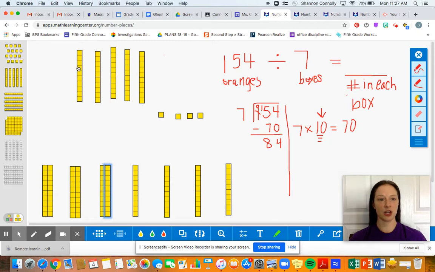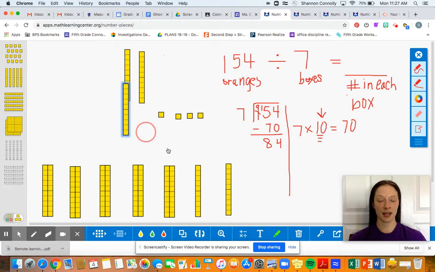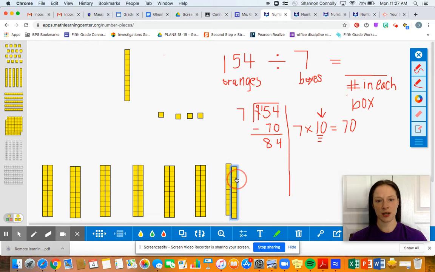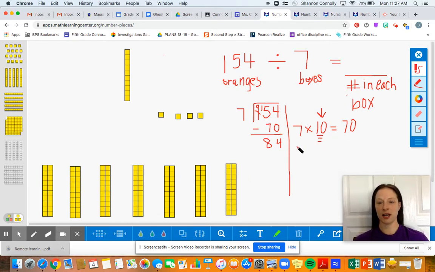So in each of my 7 boxes, I am adding another group of 10. And what you're thinking about is how many oranges are in each group. Okay, so let me record what I just did. Again, I did 7 groups of 10 oranges, and that meant that I used 70 oranges. And I'm thinking, how many oranges are in each box?